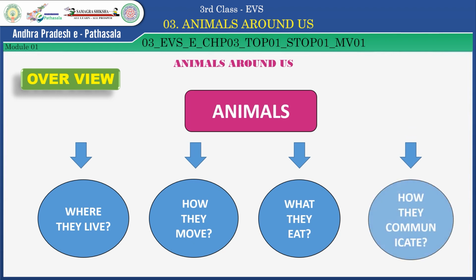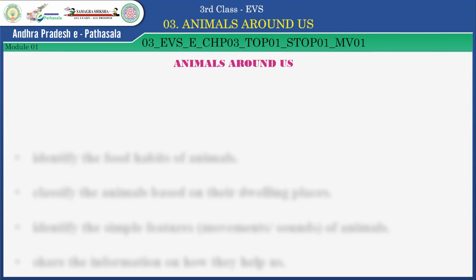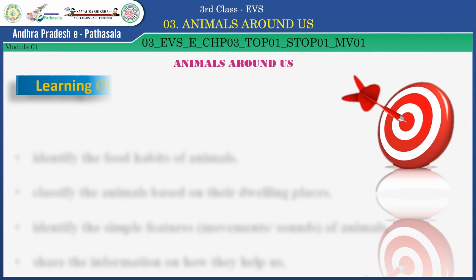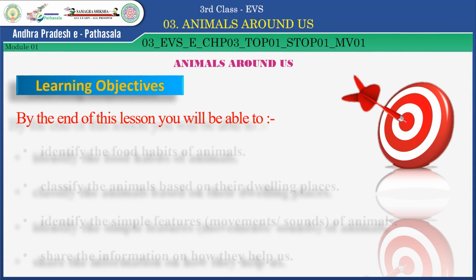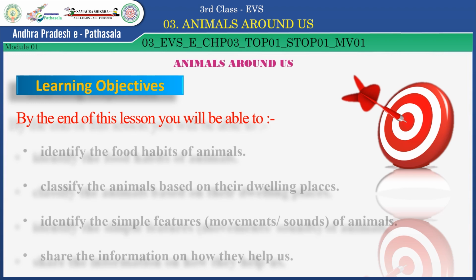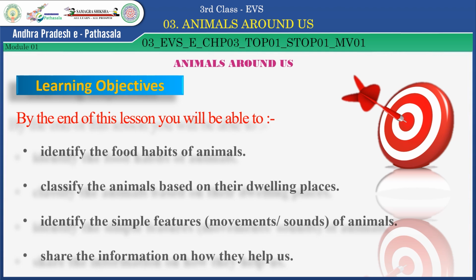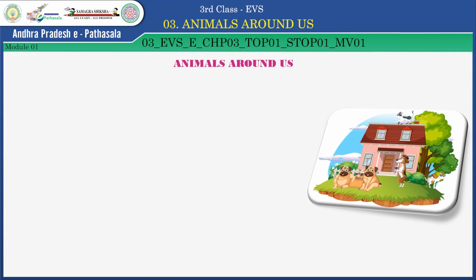Look at the learning objectives. Students, by the end of this lesson, you will be able to identify the food habits of animals, classify the animals based on their dwelling places, identify the simple features of animals, and also share the information on how they help us. There are different kinds of animals around us.